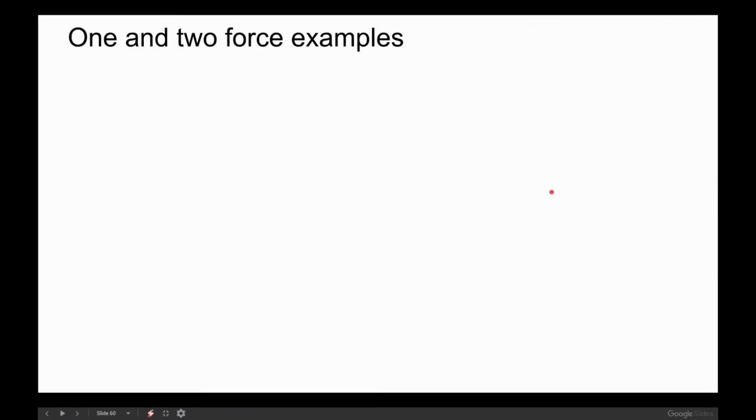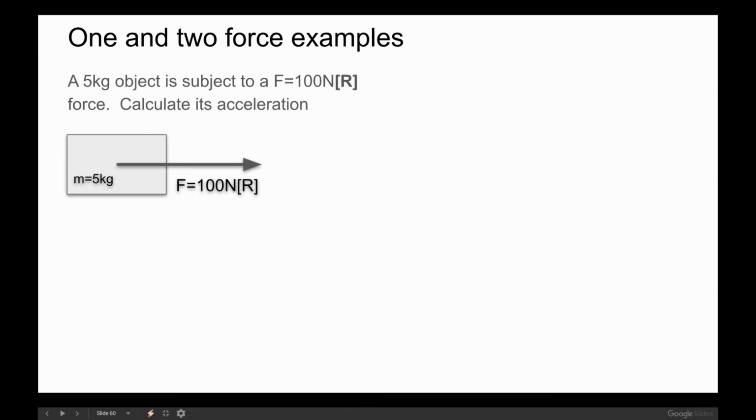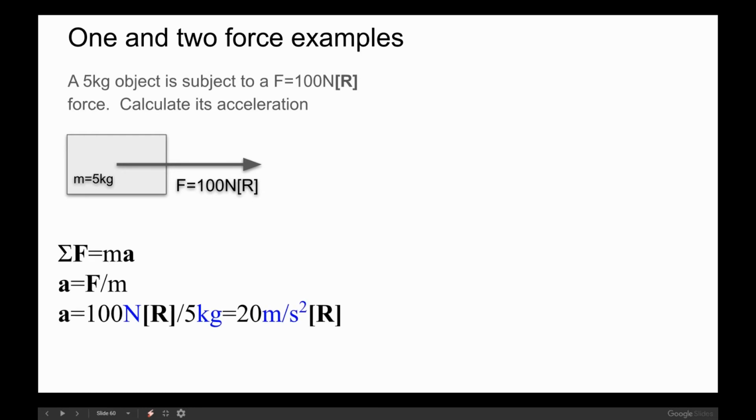Here are 1 and 2 force examples. A 5 kilogram object is subject to a force of 100 newtons right. Calculate its acceleration. That would be your free body diagram. And you just do this. Force over mass is 100 newtons right divided by 5 kilograms equals 20 meters per second squared to the right.